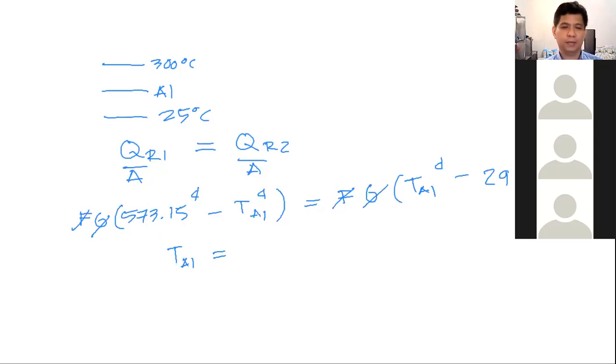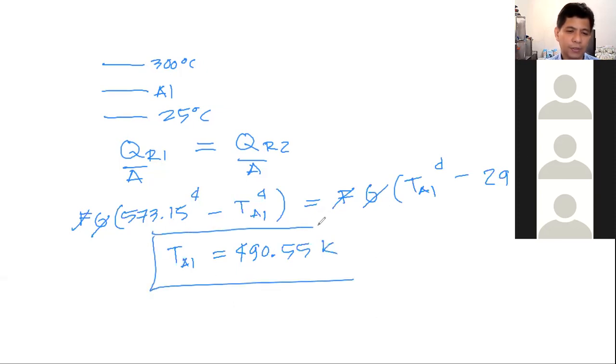Okay. Anong lumabas sa inyo? Yun, tama. 490.55. Very good. That's correct. 490.55. So, ganun lang yan, pag parallel sheet, tapos tinatanong yung temperature ng nasa gitna. Ganyan lamang yung solution. Okay?